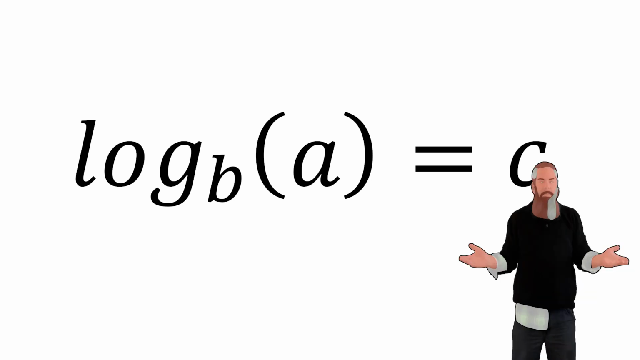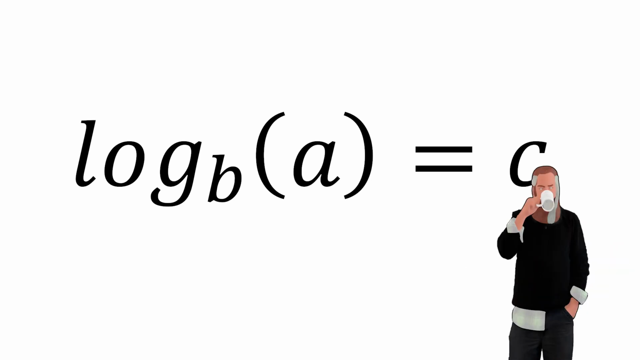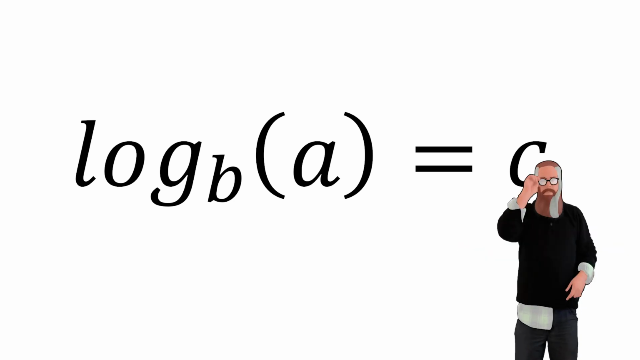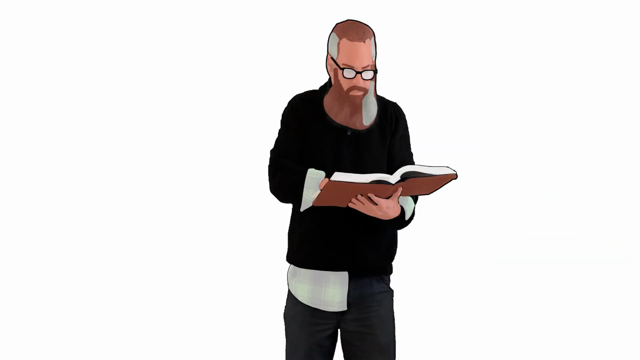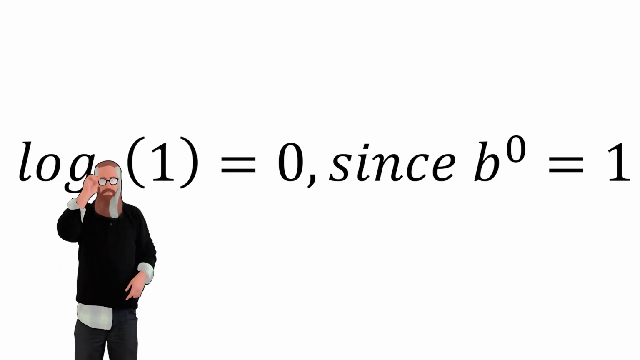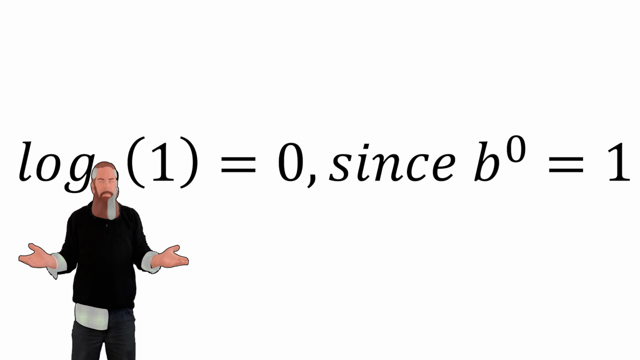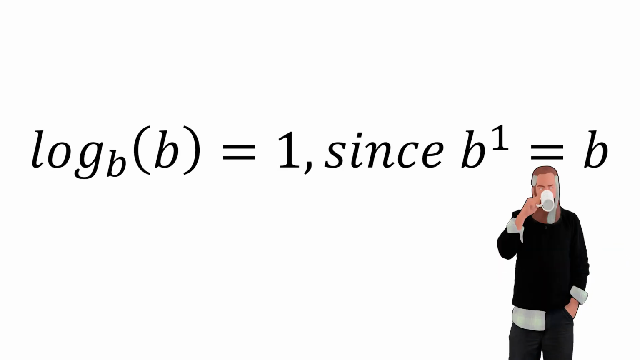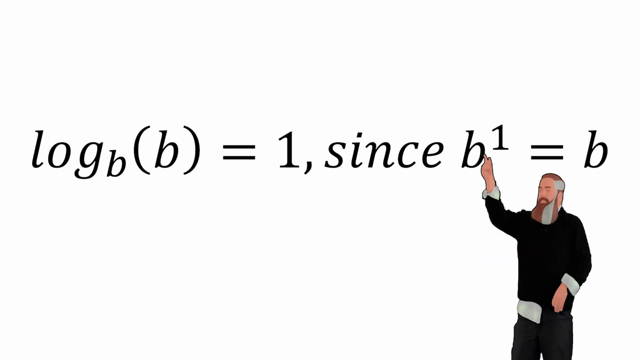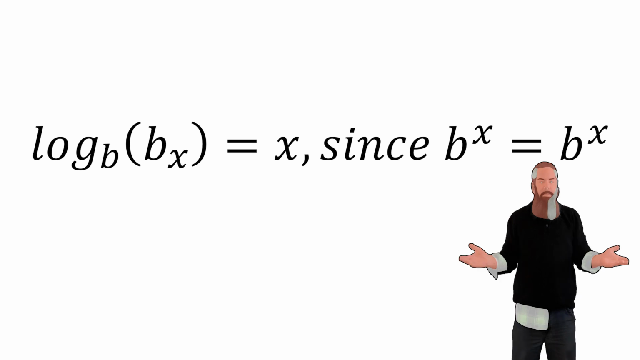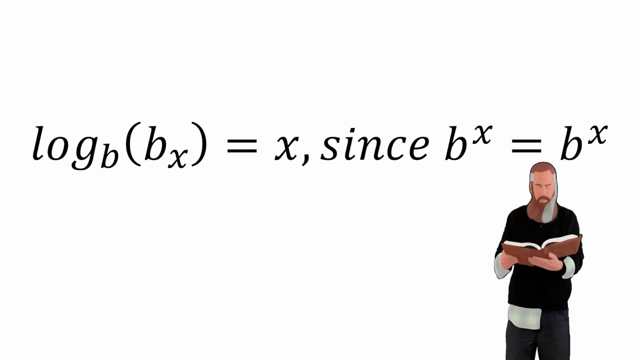Since the base b must be greater than 0, it follows that a will be greater than 0 as well. It is important to note the following special logs. Log base b of 1 is equal to 0, since b to the 0 power would be equal to 1. Log base b of b is equal to 1, since b to the first power is equal to b. Log base b of b to the x is equal to x, since b to the x is equal to b to the x.